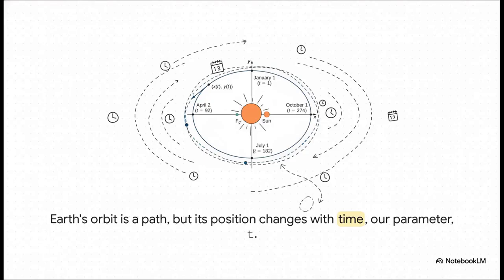Let's think about the Earth's orbit for a second. We all know it follows this elliptical path around the sun, but a basic equation for an ellipse can't tell you where the Earth is on, say, January 1st versus where it is on July 1st. That's exactly where our parameter t becomes a hero. If we let t be time, we can define not just the shape of the orbit, but our exact location on it at any moment.